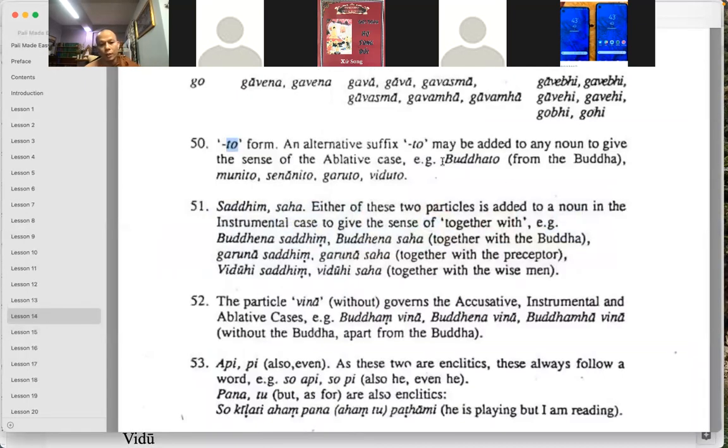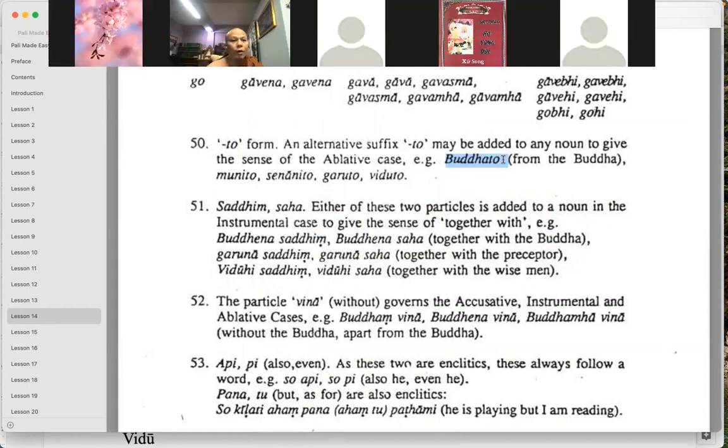So Buddhato is also possible, though we haven't seen it. Munito, Sinanito, Guruto, Viduto, actually very commonly with words that refer to a location we can see this. Okay.